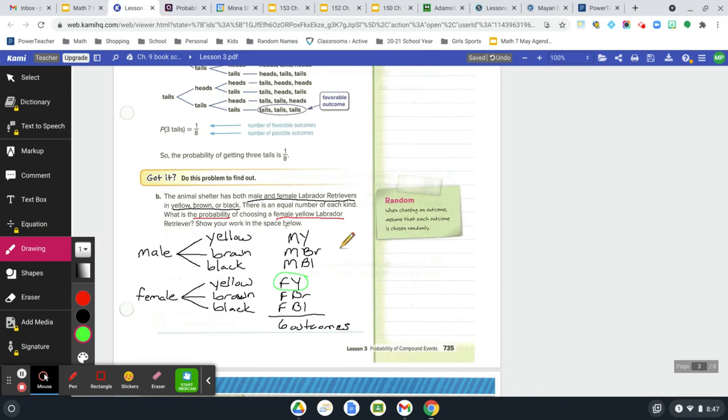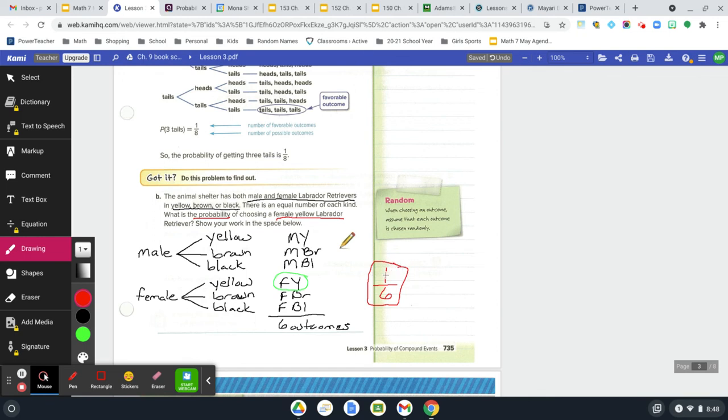So the probability of choosing a female yellow Labrador Retriever is 1. Oops, that color is not great. Let's try red. So you can get 1 out of 6. That is your probability. That answers your question. The probability of choosing that female yellow Labrador Retriever, 1 out of 6 right here.